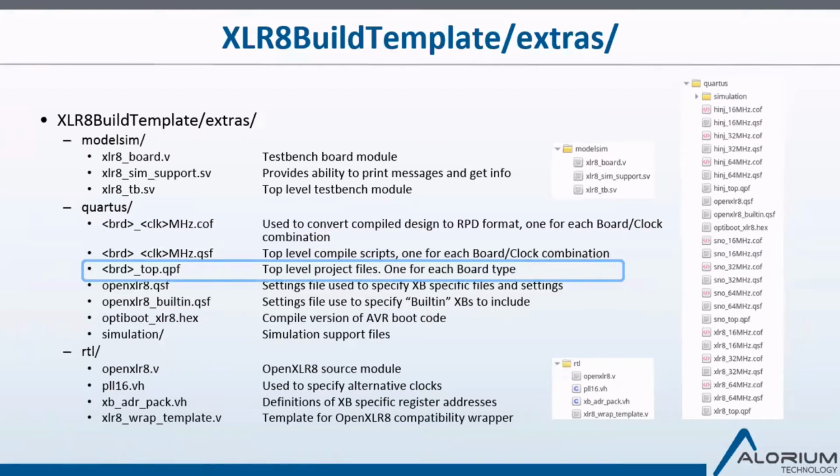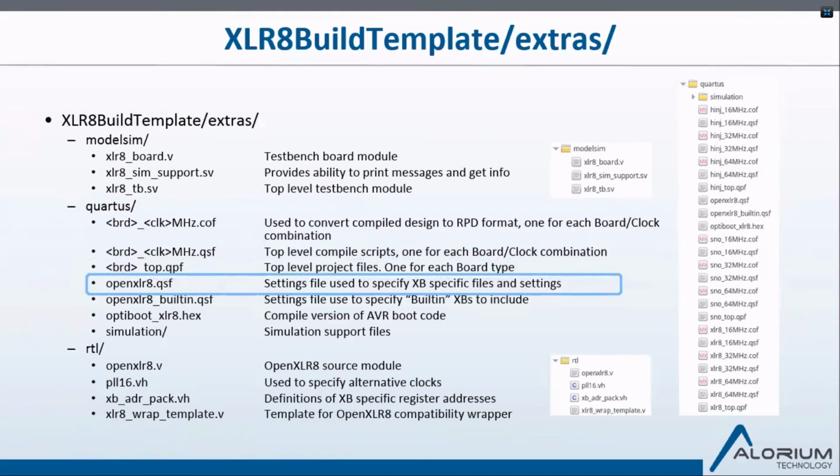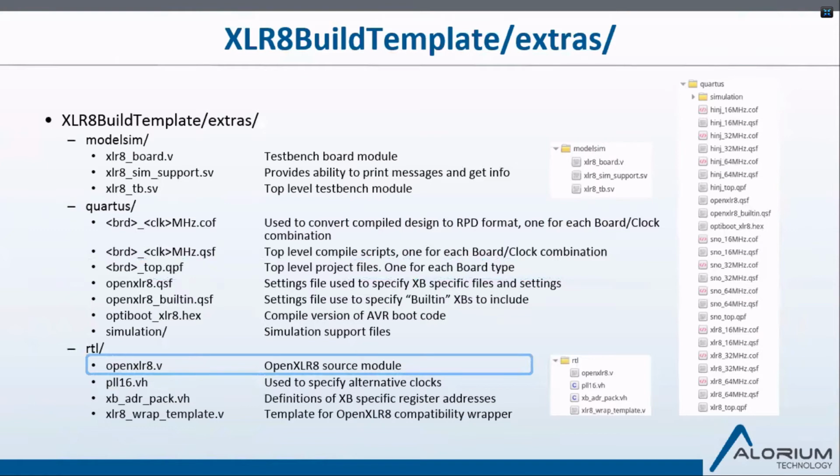For each board, there's a board top.qpf project file. That's what we'll load in when we actually start up Quartus. The OpenXLR8.qsf file contains the specific directives for Quartus for this particular implementation of OpenXLR8. Usually what that is specifying is the Verilog source files that are used in the custom logic. Over in the RTL directory, we've got our OpenXLR8.v. This is the top level module of OpenXLR8. It's instantiated into the top level of the FPGA itself and provides the interface to that top level.